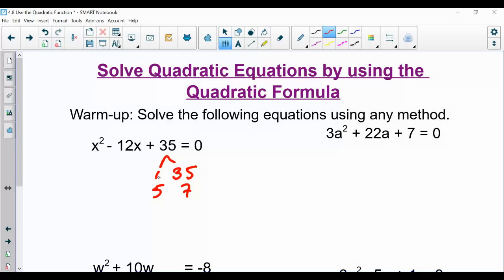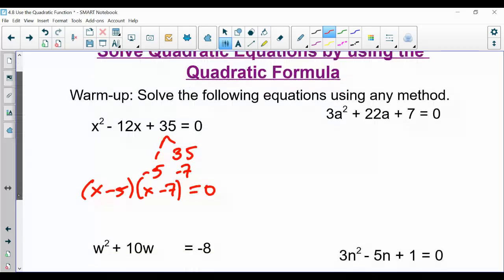And so you'd say, okay, do any of these factor pairs, could they get you to negative 12, and how would they? 1 and 35 never add or subtract to negative 12. But 5 and 7 could add or subtract to negative 12. In fact, if both of the numbers were negative, now they add to negative 12. So this problem here factors into x minus 5 and x minus 7.